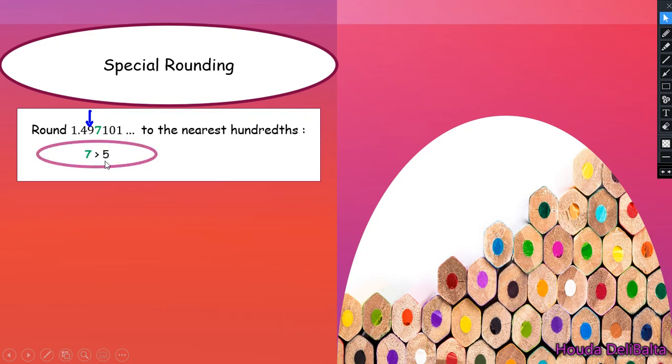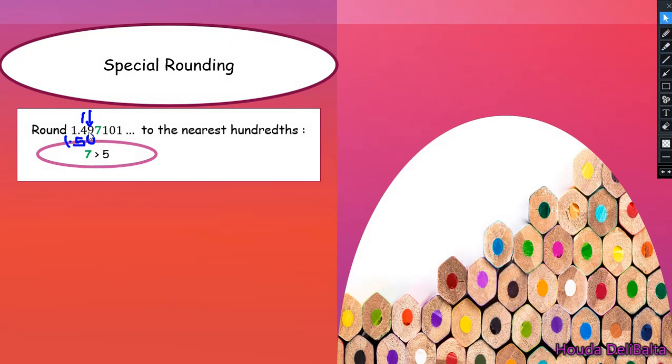Surely it's greater than 5. Then what's going to happen to 9? I'm going to add 1 for 9. So 9 will be 10. That 0 is here. And 1 is going to go to 4. So I'm going to get 50. And the rounded answer is 1.50.